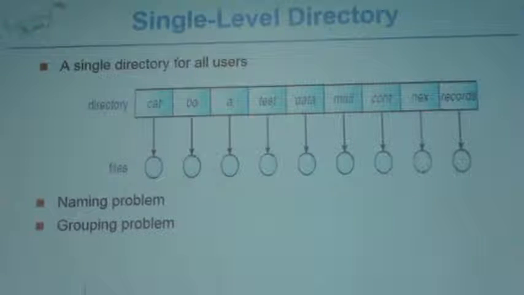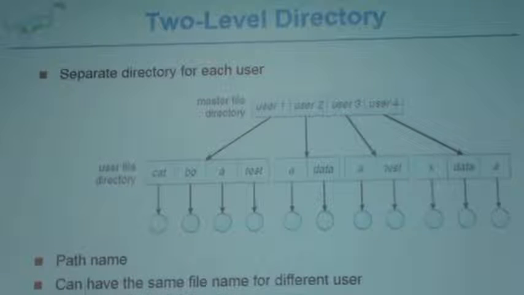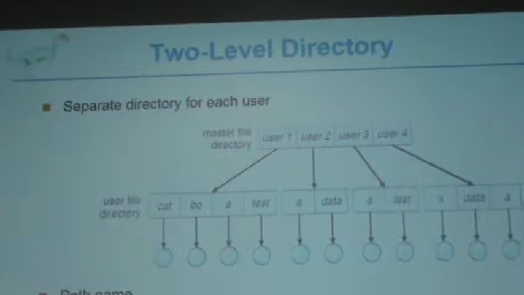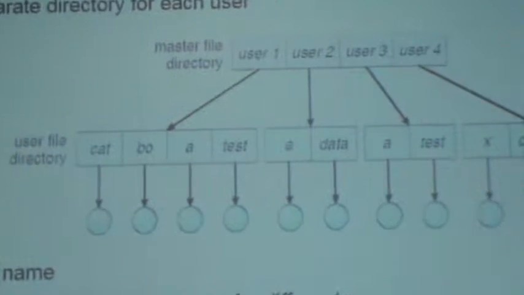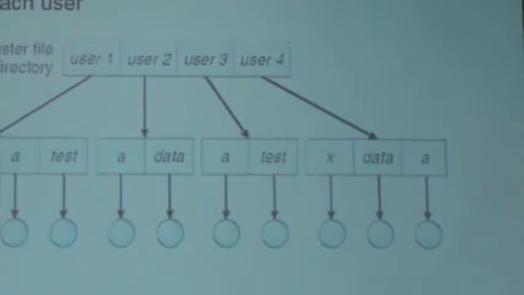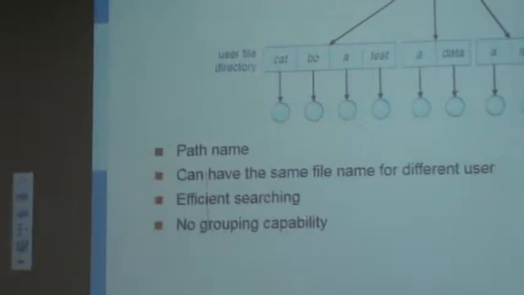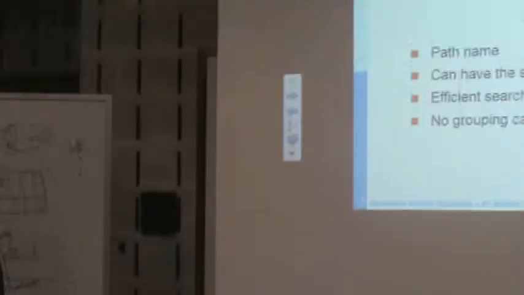But the grouping is good. We can group by directory. So we can make a two-level, multi-level directory structure by user. That is the reason in Linux each user has their own directory, and then they can create their own directories or files.